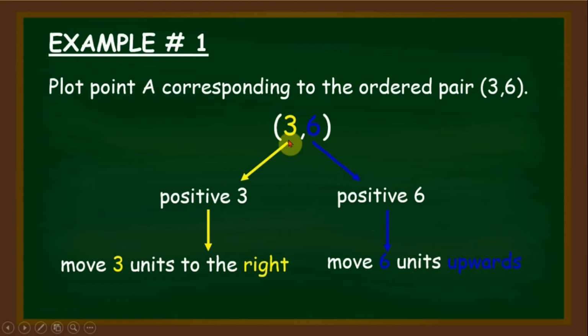We have to remember that when we're dealing with the x-coordinate, we only have to move horizontally. It's either to the right or to the left. It only depends on the sign of the coordinate. So if it's positive, we have to go to the right. If it's negative, we have to go to the left. For the y-coordinate, we only have to move vertically. It's either going upwards or downwards. So it also depends on the sign. If the y-coordinate is positive, we have to move upwards. If it's negative, we have to move downwards.